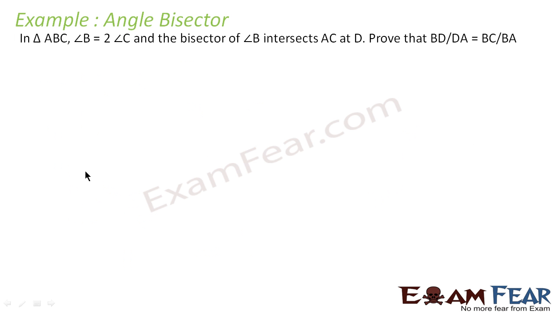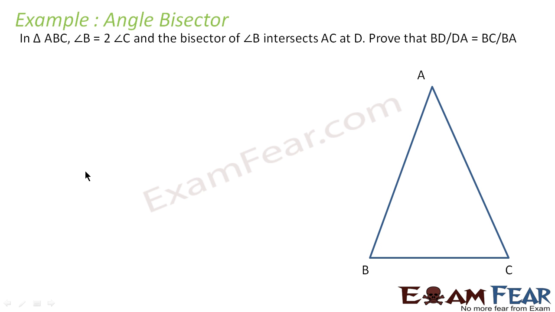Let's take one more example. In the triangle ABC, angle B is equal to twice of angle C, and the bisector of angle B intersects AC at D. We have to prove that BD by CD is equal to BC by AB. So to understand, let's draw this triangle. This is triangle ABC.